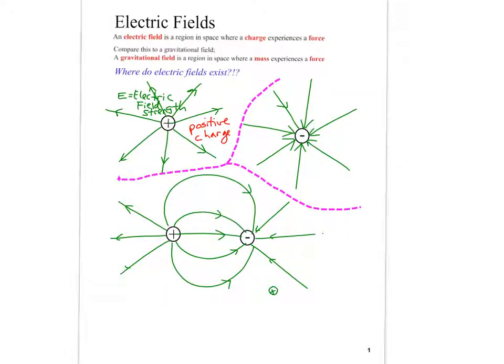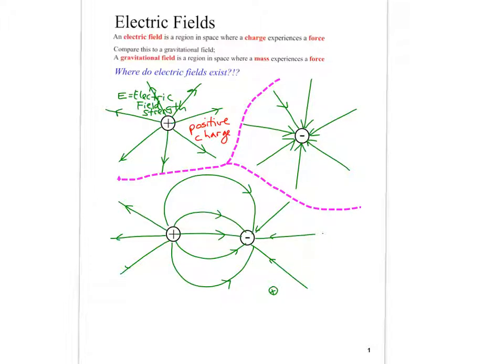So in this video, we're going to talk about electric fields, and in the one after, we're going to talk about comparing electric fields to gravitational fields. An electric field is the area where charges experience a force. This can be compared to gravitational fields, where mass experiences a force.